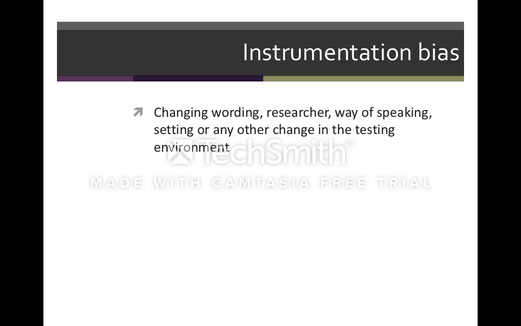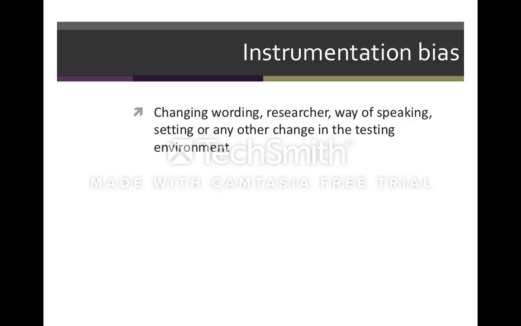Testing bias relates to, but is different from, instrumentation bias. So instrumentation bias is when the instrument or tool or survey you're using to collect data changes over time. So this can be something like in the second round of collecting data, you realize that the way you worded a question was confusing for people, so you change it the second time around. Or you have a new researcher collecting data, or you're in a different environment.